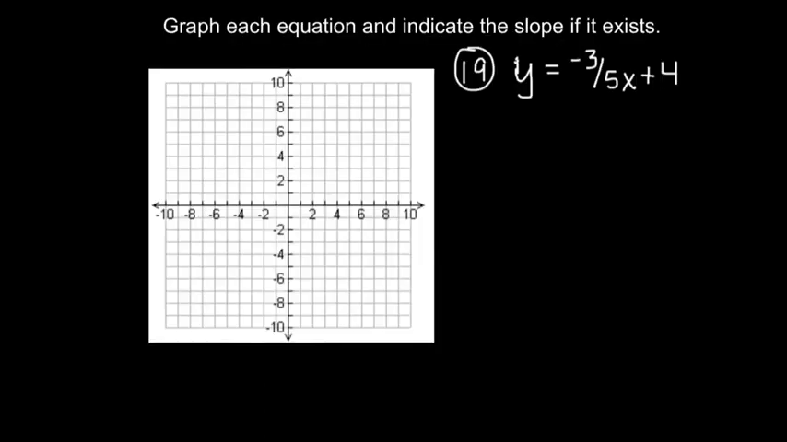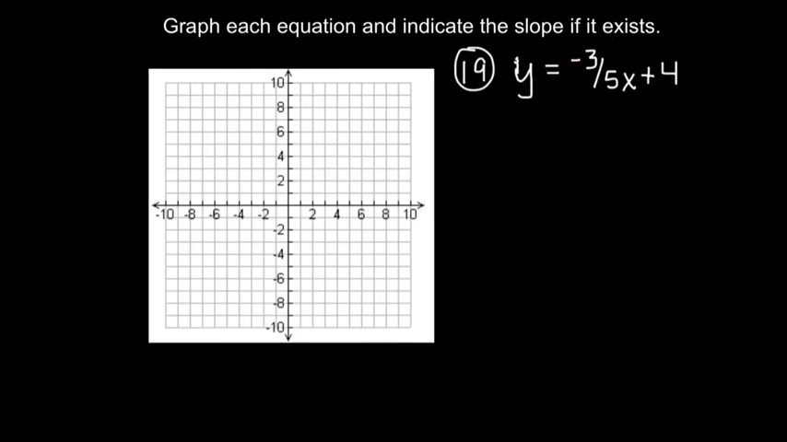In these problems, we are asked to graph the equation and indicate the slope if it exists. Well, we know immediately in this particular case that the slope exists because we are given the equation in slope-intercept form. And we know that the slope is the coefficient of the x.